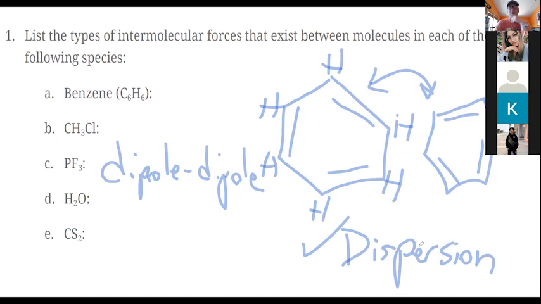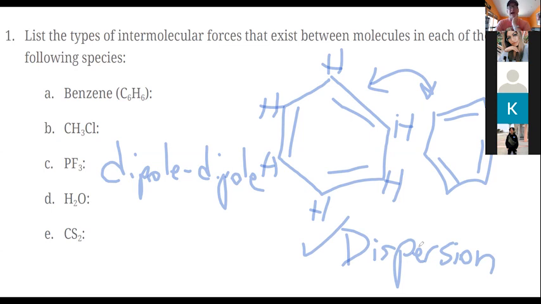Are there any dipoles in a benzene molecule? Don't they cancel each other out? Yeah, there aren't any dipoles, really. The difference in electronegativity between carbon and hydrogen is really, really small. So even if there is a dipole, it's extremely small. So not really. So there's no dipole.